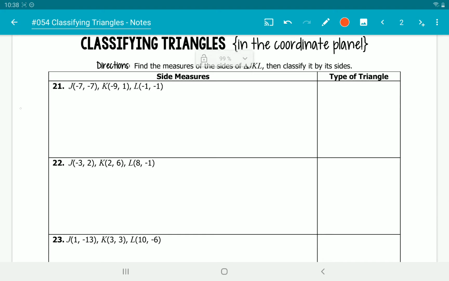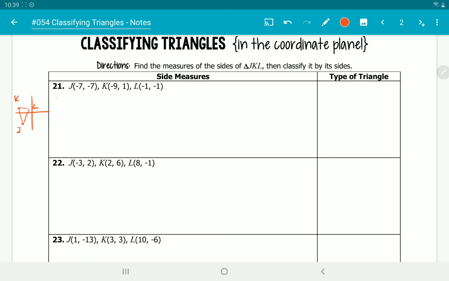So the way this is saying is you have 3 points. J is going to be -7, -7, so like down here somewhere. K is -9, 1, so like up here somewhere. And then L is -1, 1, so like over here somewhere. Okay? And that's just going to be the 3 points to connect to make the triangle. That's what it's going to look like. So in order to do this, we are actually going to determine the measures of each side.